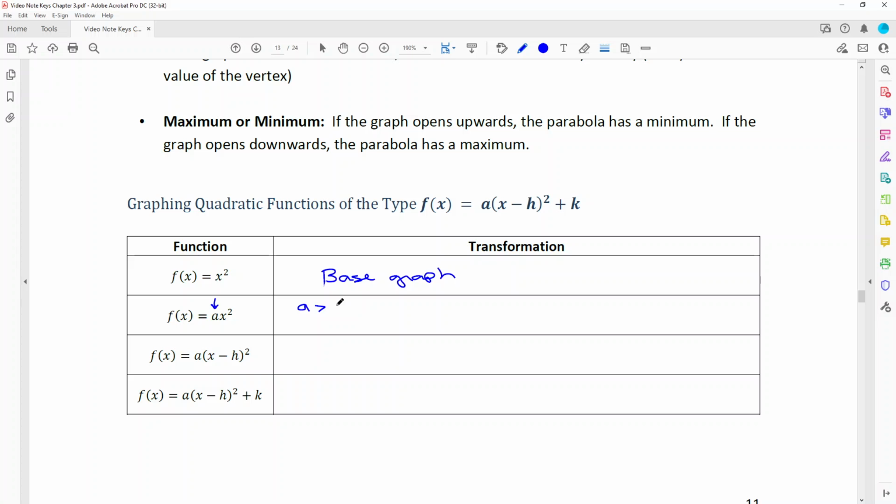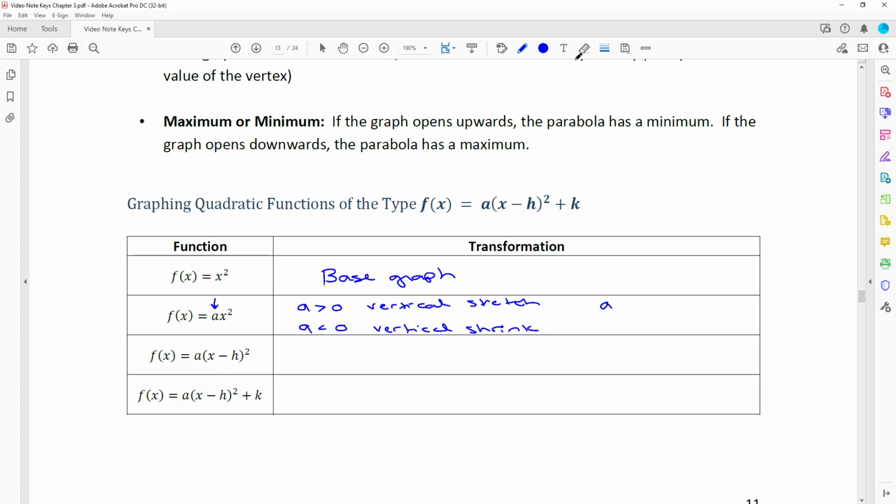When A is greater than 0, you get a vertical stretch. When A is less than 0, we get a vertical shrink. And then when A is, sorry.